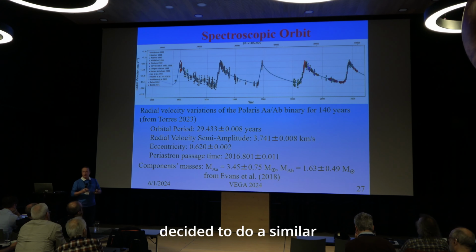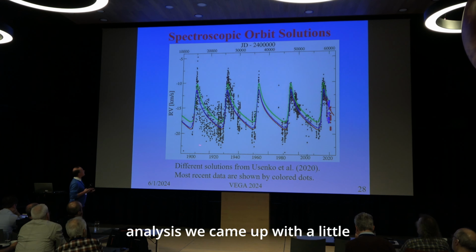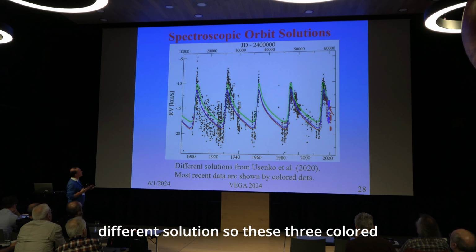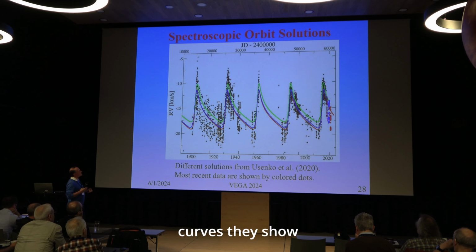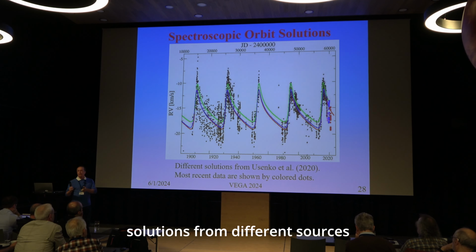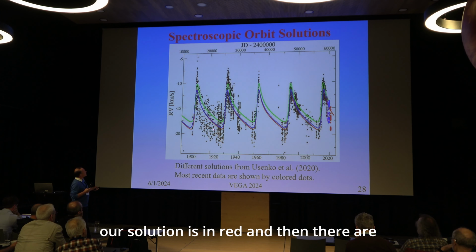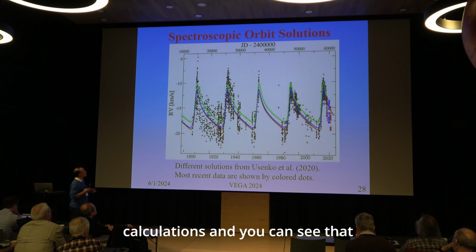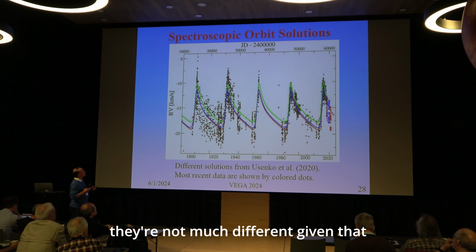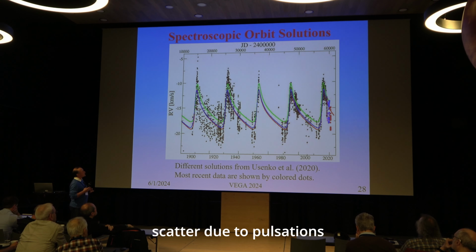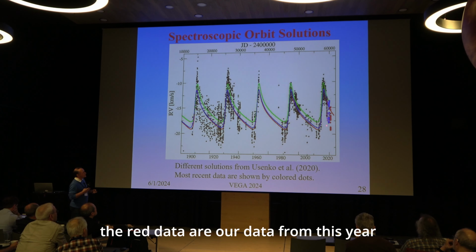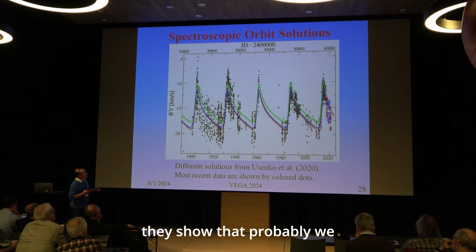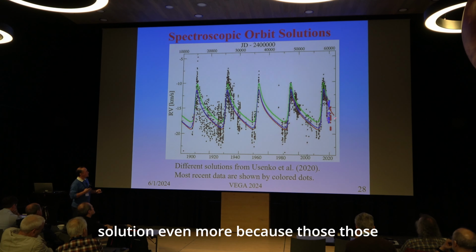When we decided to do a similar analysis, we came up with a slightly different solution. These three colored curves show solutions from different sources. Our solution is in red, and then there are some other previous calculations. And you can see that they're not much different given the scatter due to pulsations. But the most recent data, and the red data are our data from this year, show that probably we need to correct the orbital solution even more.